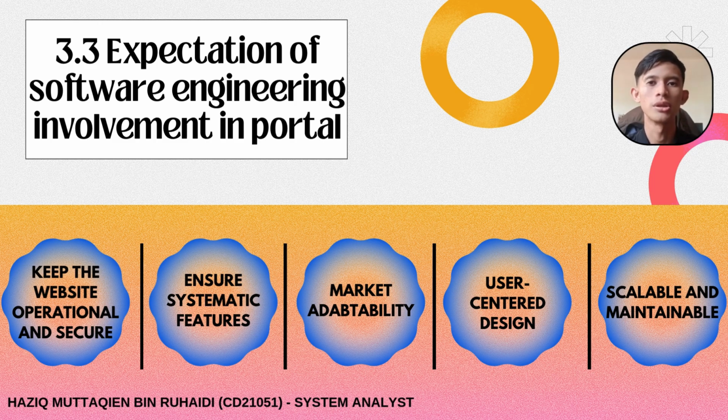Second, a well-structured development process ensures systematic features. For example, users can track the status of their orders and make secure and convenient payments. The third is market adaptability. Why market adaptability? This is because it will make the company competitive in the swift pace of the e-commerce business. Next, user-centered design. User-centered design will make the website easier to use, and all categories should be accessible easily. And lastly, the use of layered and client-server architecture will make the website scalable and maintainable.